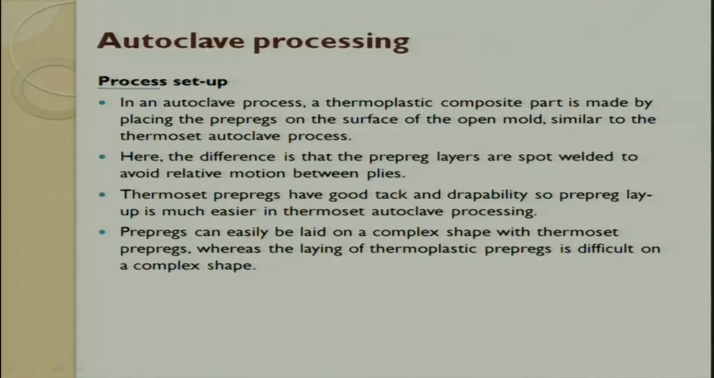The processing steps: the prepreg is placed on a surface in the open die. The difference is that the prepreg layers are spot welded here as compared to thermoset. The thermoset has good tack and drapability. That means to say it can wrap over any sharp edge and sharp consolidations. Here it is slightly difficult. Complex shapes can be made very easily with thermosets, and here, since the material cannot flow so easily over the sharp edges, sharp edge consolidation and complex shapes consolidation is not possible while using thermoplastic prepregs.